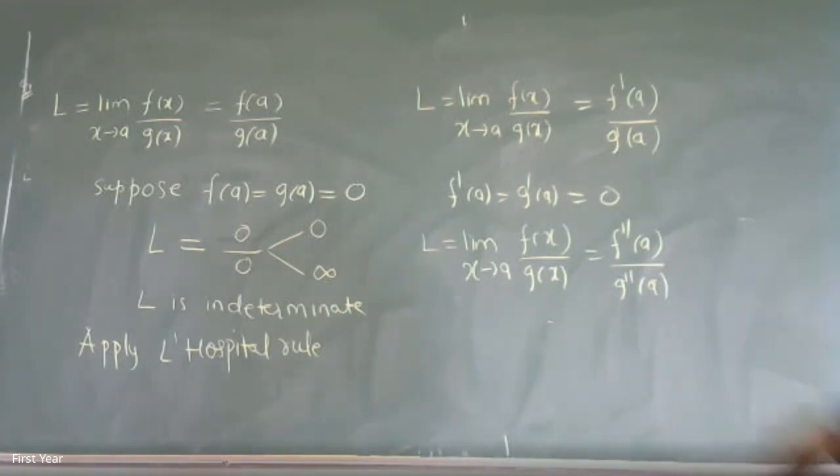ये प्रोसेस कब तक कंटिन्यू करना है? Unless one of them becomes finite, either the numerator or the denominator. Suppose the numerator is finite and the denominator is 0, then the answer is finite by 0, which is infinity, a fixed answer. If the denominator is finite and the numerator is 0, then 0 by a finite number, the answer is 0, again a fixed answer. This is why if any one of them becomes finite, then stop. Otherwise, keep on applying L'Hospital rule.